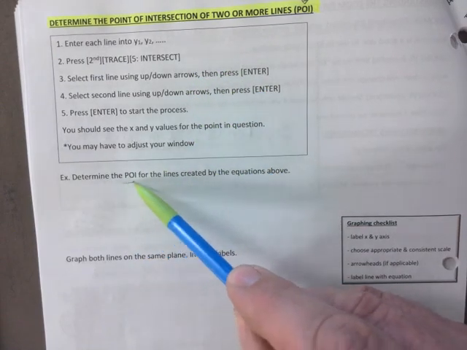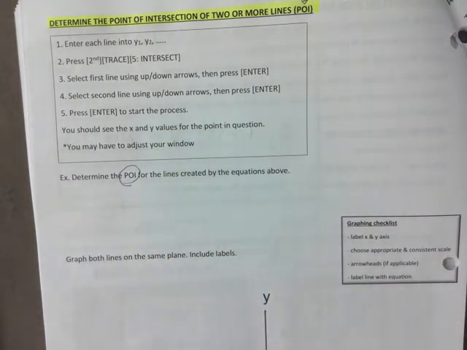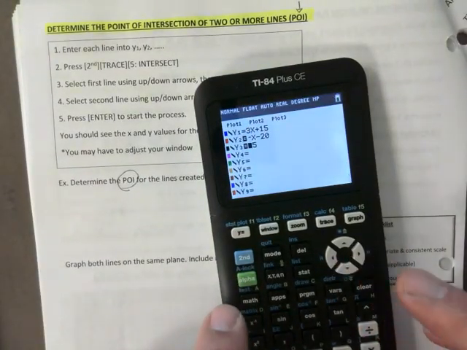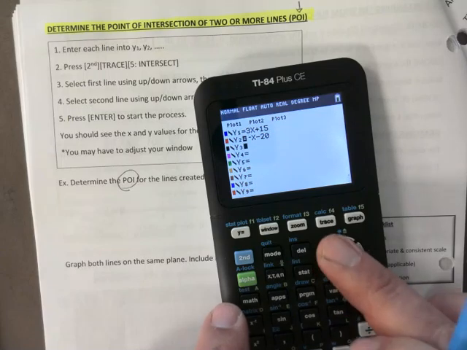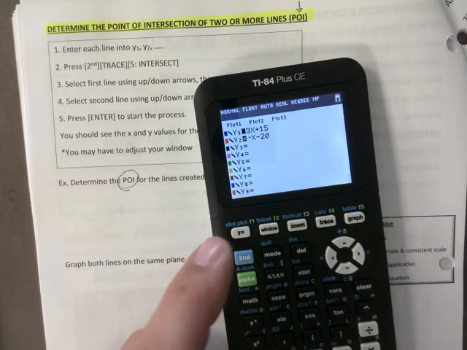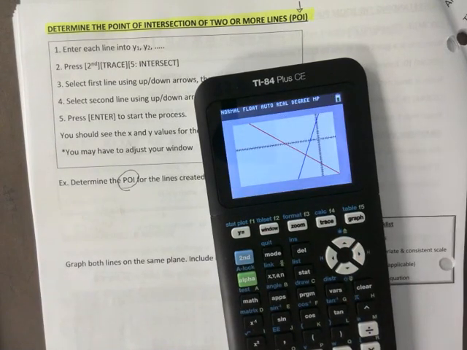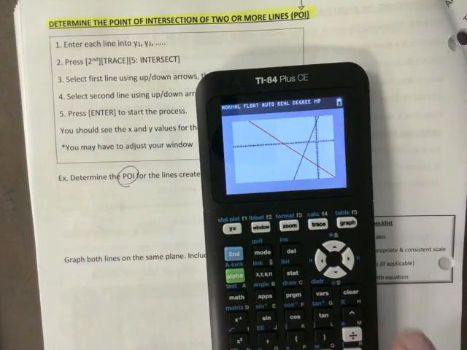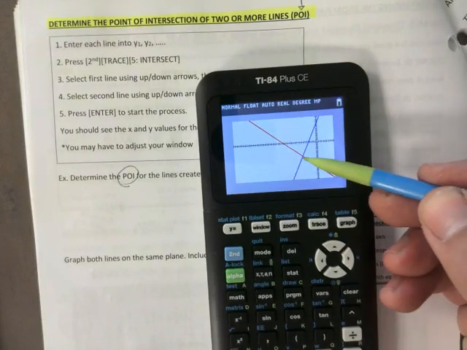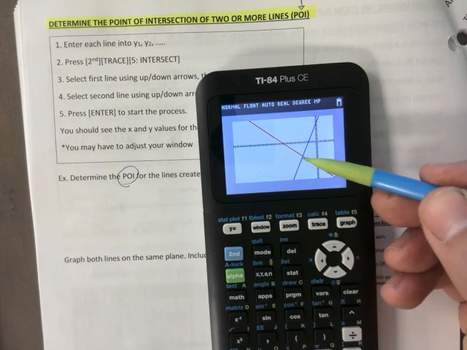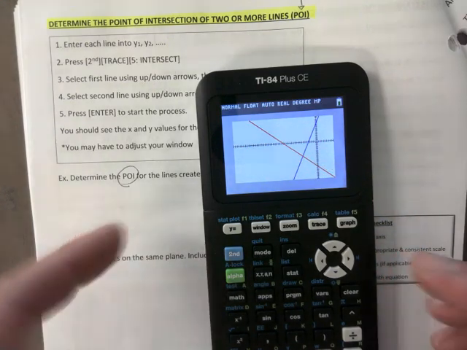Let's find the point of intersection between the two lines we just talked about. So grab your calculator, clear Y3, turn on Y1 and Y2. Now that we have them both on the screen, we should be able to see where they meet. Remember when you were using the three methods, substitution, elimination, solving systems last year, you were finding where they meet, right? Where do these lines meet? And so we're going to do that with our calculator, right?